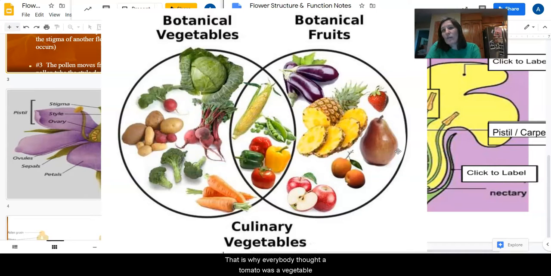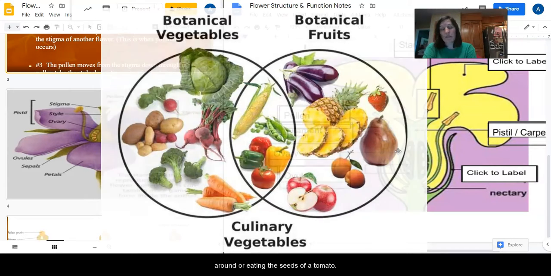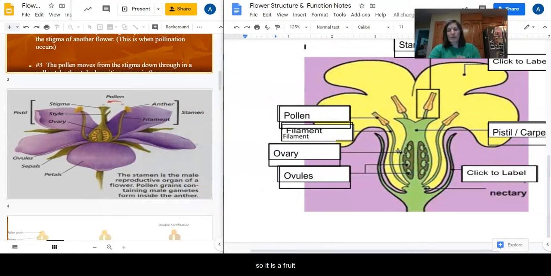It's kind of why everybody thought a tomato was a vegetable, but technically it's a fruit because you're eating around or eating the seeds of a tomato. So it is a fruit. So just a little bit of, okay.